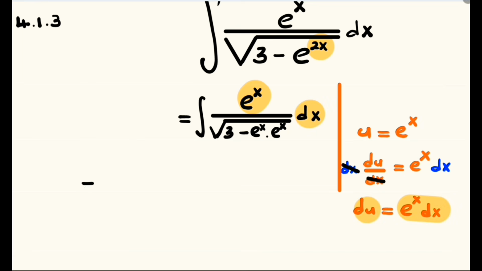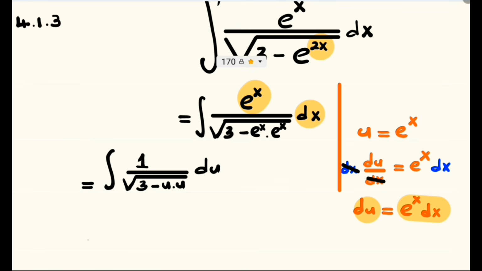So we have the integral of the du in the place of e to the power x dx, and we divide by the square root of 3 minus, in the place of the e to the power x, we substitute u. So we have u multiplied by u. Our integral will be 1 divided by the square root of 3 minus u squared du.